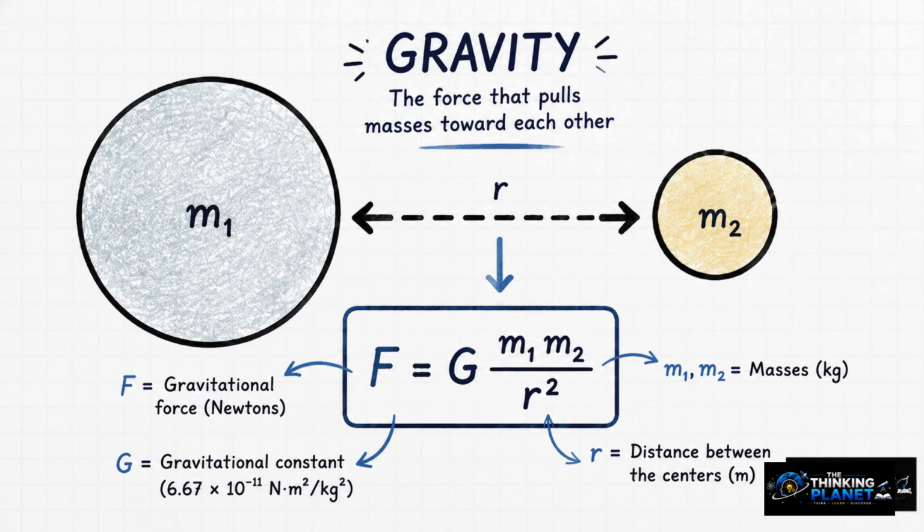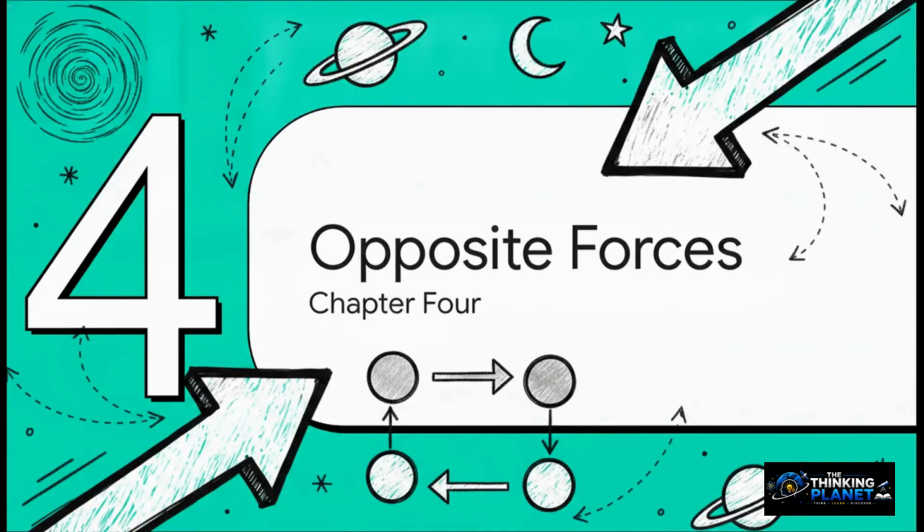This one single line of math gives us the gravitational force between any two masses in the entire universe. Oh, and that capital G, it's a very specific constant value equal to 6.67 times 10 to the power of negative 11. Which leads perfectly into Chapter 4, equal and opposite forces.